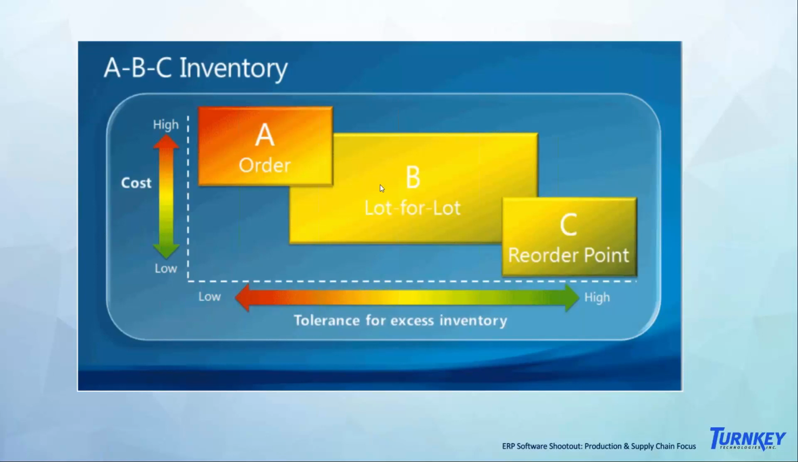We have a B level supply item calculation. We could do lot for lot. So that's going to use more of the reorder point calculations.